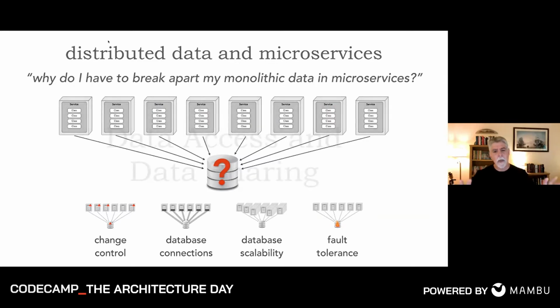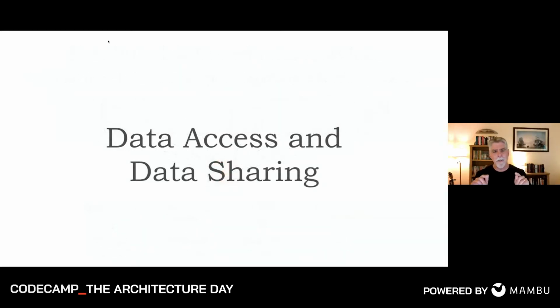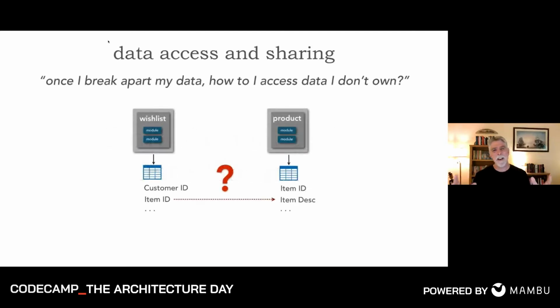Okay, so now that we have that question answered, let's see the real hard part. And that is a second question I want to address. Once I break apart my data, and I form these nice bounded contexts that we saw, how do I access data that I actually don't really own?